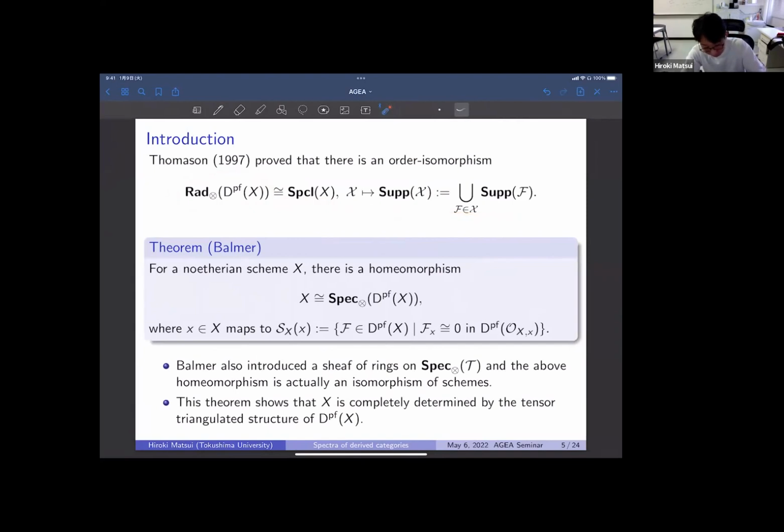For a radical thick ideal of D^perf(X), we have a specialization closed subset. This is a union of supports of objects of the ideal. Since this is a union of closed subsets, this is a specialization closed subset. So this topological space X gives such an order-preserving bijection.